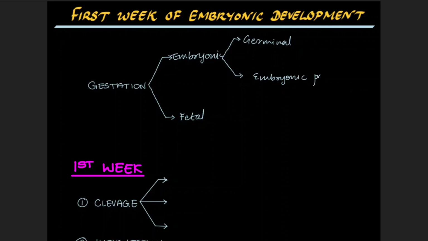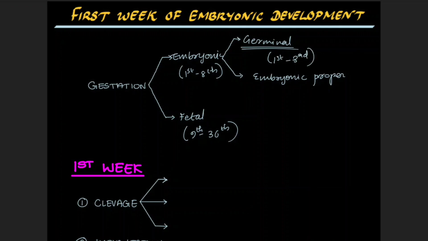Here also you can understand that germinal means development of germ layers, and embryonic proper is the time in which the proper development of the embryo happens. Now talking about the time periods, the embryonic period is from the 1st to 8th week and the fetal period is from the 9th to 36th or 38th week. Within this 1 to 8, germinal is 1st to 3rd week, and embryonic proper is from 4th to 8th week.